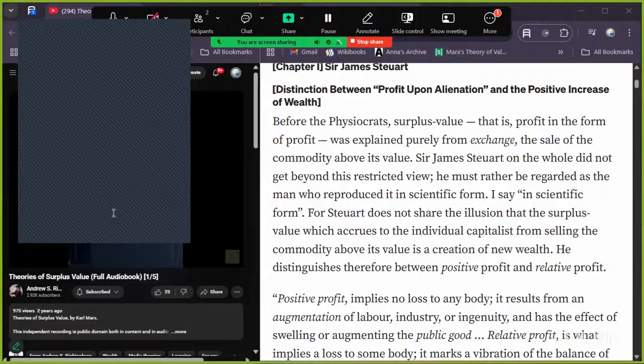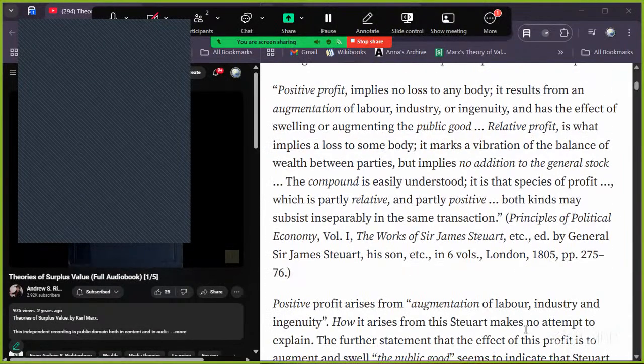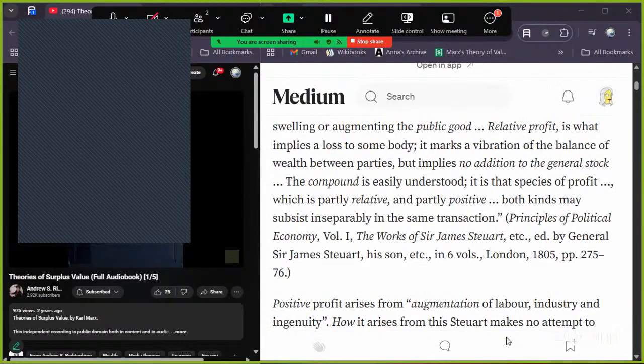Quote, positive profit implies no loss to anybody. It results from an augmentation of labor, industry, or ingenuity, and has the effect of swelling or augmenting the public good. Relative profit is what implies a loss to somebody. It marks a vibration of the balance of wealth between parties, but implies no addition to the general stock. The compound is easily understood. It is that species of profit which is partly relative and partly positive. Both kinds may subsist inseparably in the same transaction. End quote from James Stewart.